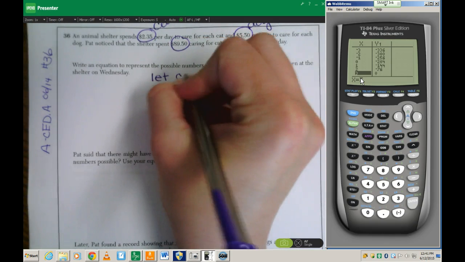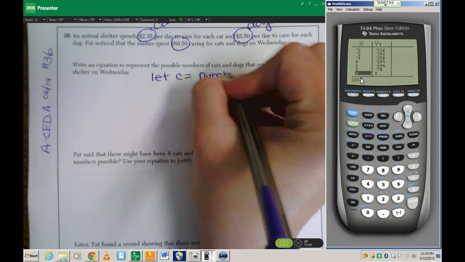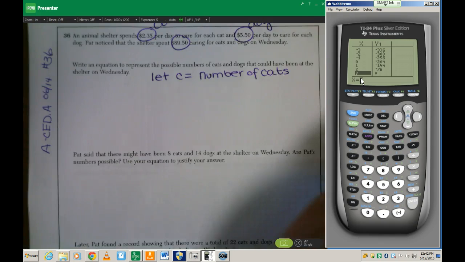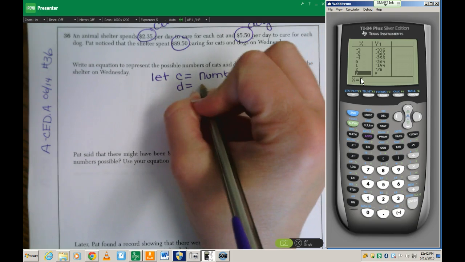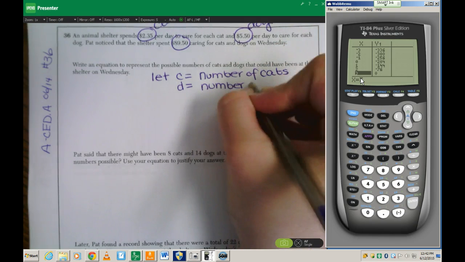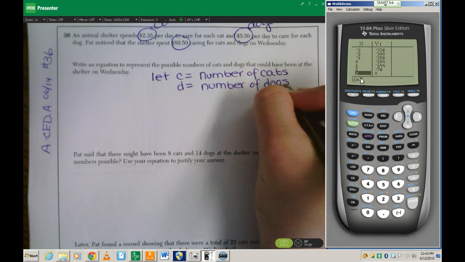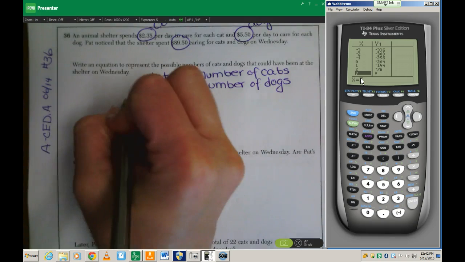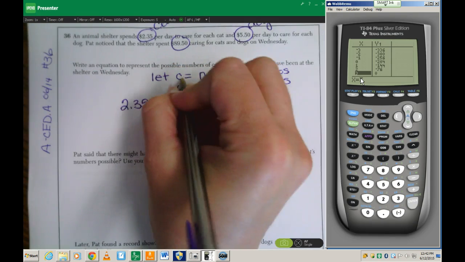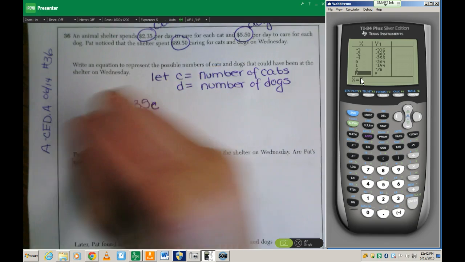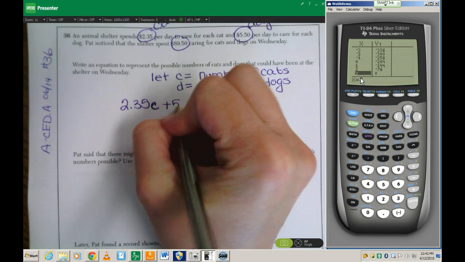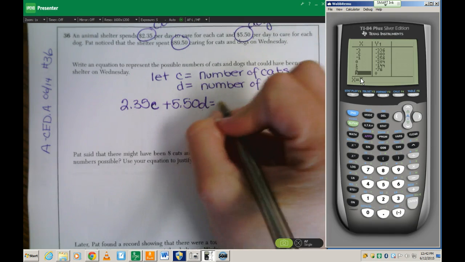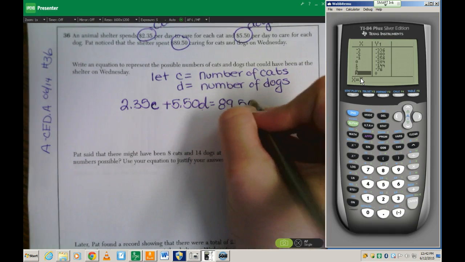So I'm going to just say, let C equal the number of cats. And you really should say, not just write cats, but the number of cats, because otherwise they'll be like, what do you mean? D equals the number of dogs. Okay. So we know that she spent $2.35 per cat. So what could I write? Well, I could write $2.35. If I write per cat, all I'm going to do is write the letter C. And I'm going to add $5.50. What do you think the letter could be? D, for dog. And that together has to equal $89.50.